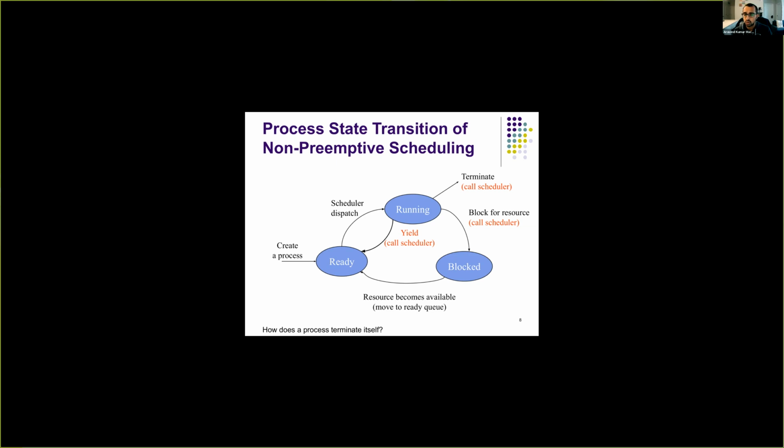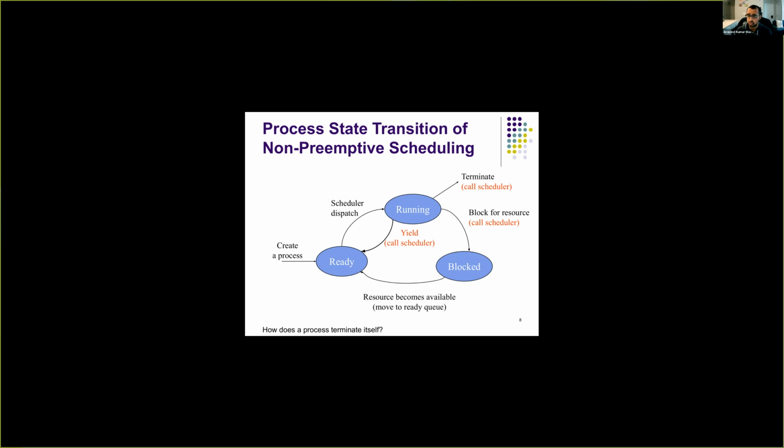And the process can actually terminate. Basically, it finished the execution of all the instructions, in which case, of course, the process doesn't need the CPU anymore, and the scheduler comes in and schedules another process. The process may be blocked because it's waiting for a resource, in which case, again, the scheduler will come in, pause the running process, and schedule another process.